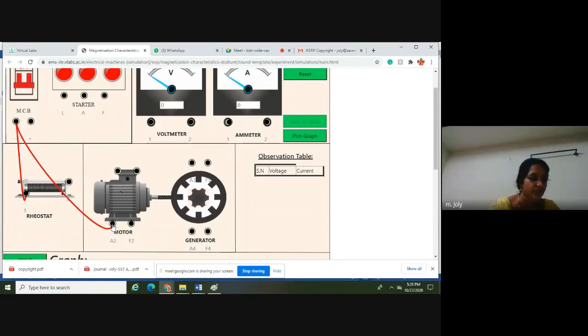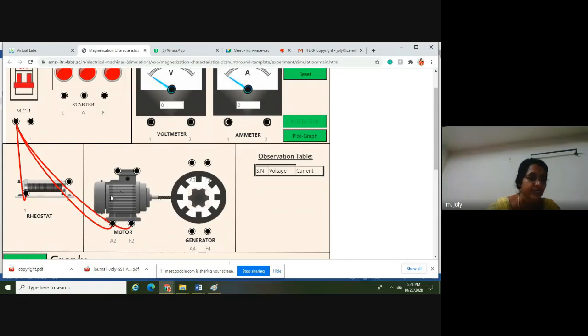Then it will come. Then connect MCB negative to motor F2. So motor F2 you have to connect. So connect MCB negative to motor F2. You have to connect like this.